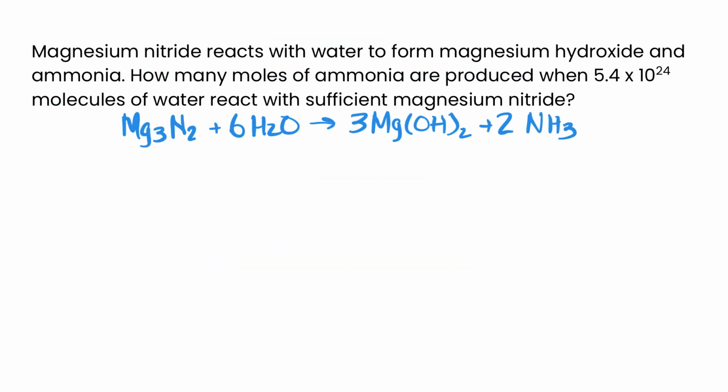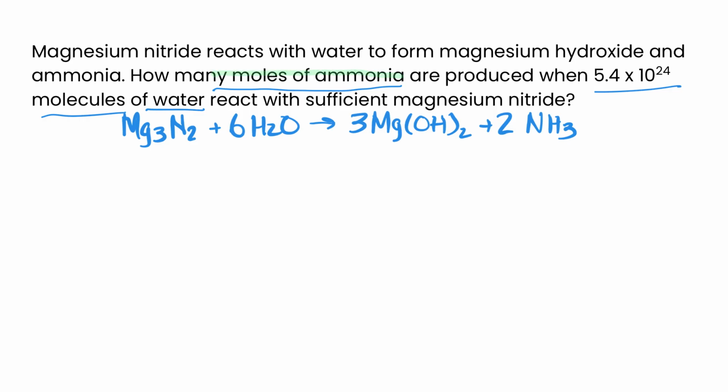Our second example then uses the same reaction, so I'm not going to read that one over, but it's asking how many moles of ammonia are produced when 5.4 times 10 to the 24 molecules of water react with sufficient magnesium nitride. So let's get out our handy dandy highlighter here.